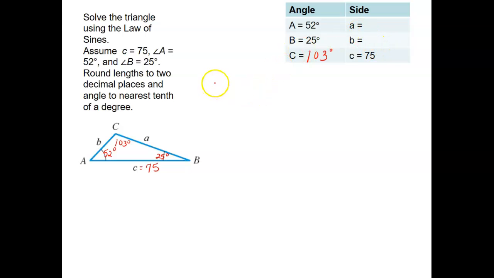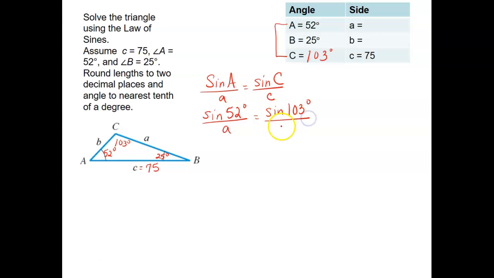So I'm going to use law of sines to do that. Since I have both pieces for angle C, I'm going to make sure that I incorporate that into the setup. So I'm going to do A and C first of all. I'll do sine of A over A equals the sine of C over C. So that will be the sine of 52 degrees over side A equals the sine of 103 degrees over 75. We want to plug in everything we know and then solve for what we don't know.